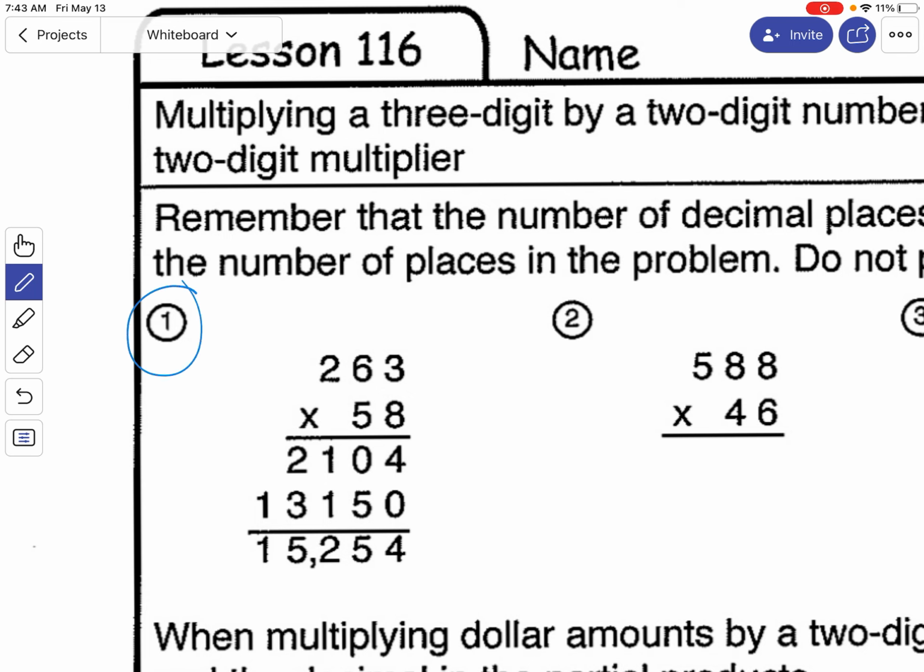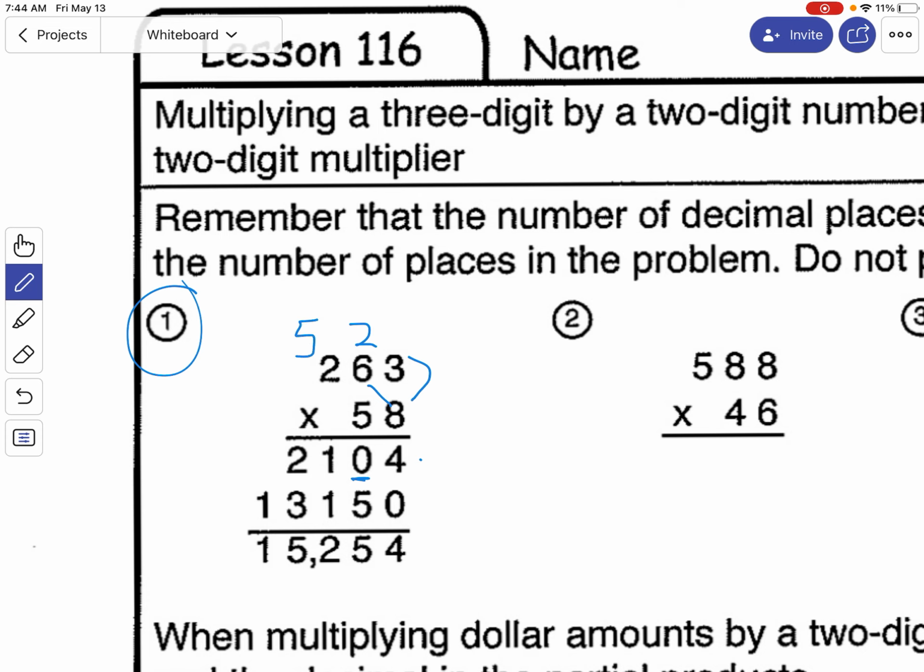Number 1, 263 times 58. Watch me go through this so you can see how we solve this problem. It's not much different than the previous problems, but check it out now. We got 3 times 8 is 24. We put a 4 down here. Regroup with the 2 to the tens place. 2 tens are left over there. 6 times 8 is 48, plus 2 is 50. So I put a 0 down there and regroup with the 5.